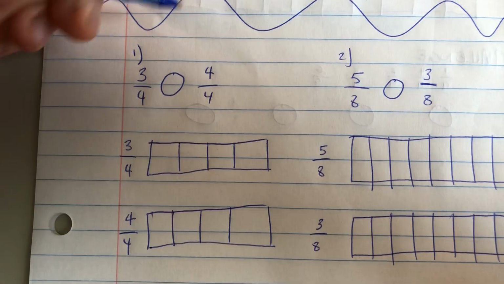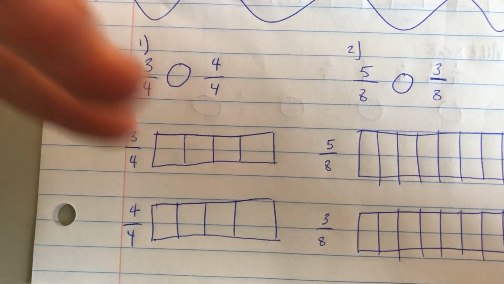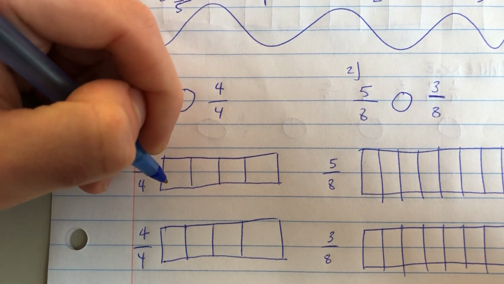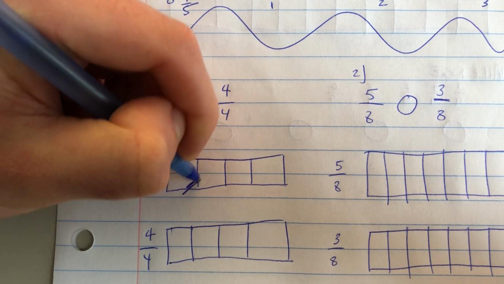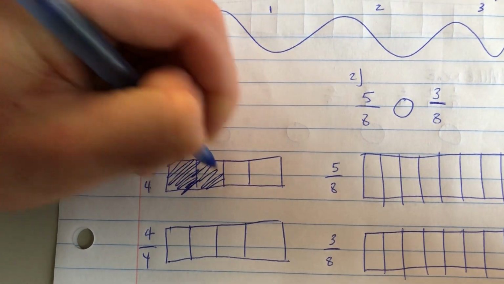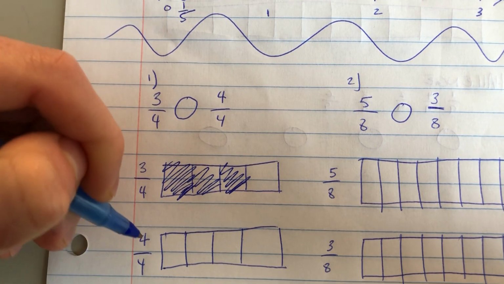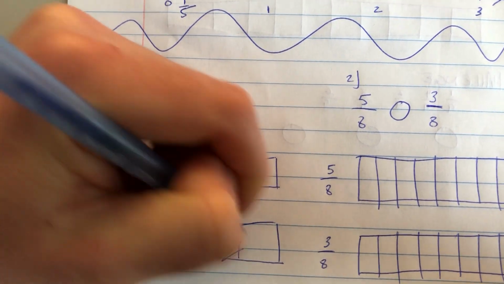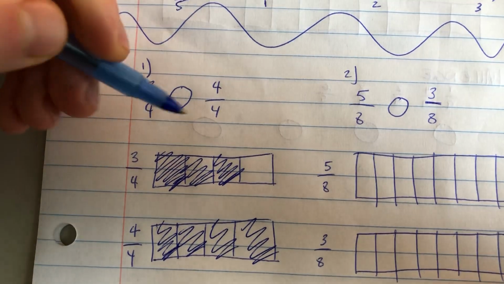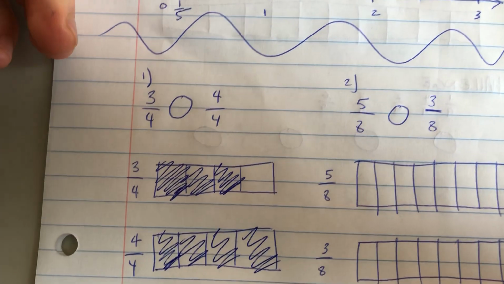Number 1 is 3/4 and 4/4. I'm going to compare this fraction by drawing in my bar and seeing which fraction is greater. For 3/4, I already have 4 equal parts. Since that's my denominator, I'm going to draw in 3 of those. 1, 2, 3, and that's 3/4 of my whole. I'm going to draw in 4 parts here for 4/4. 1, 2, 3, 4.